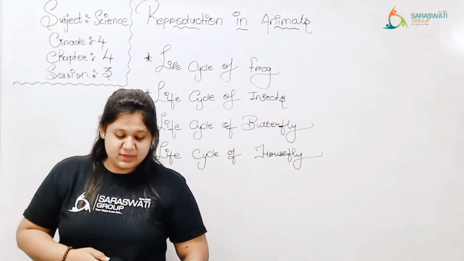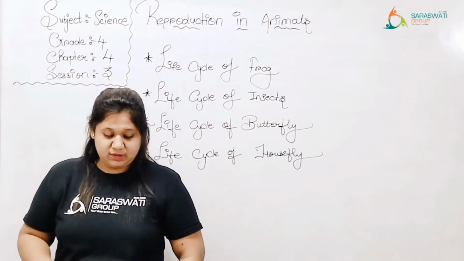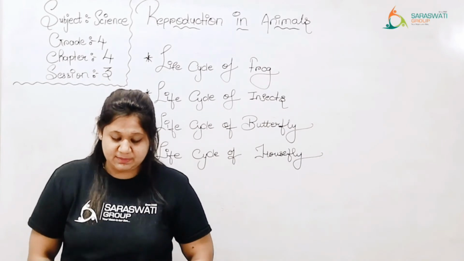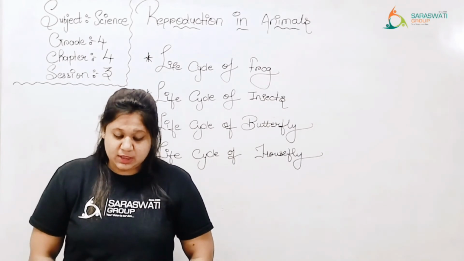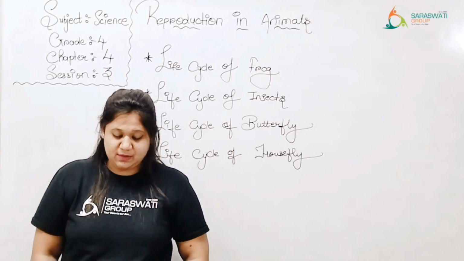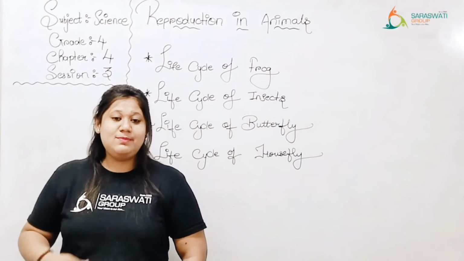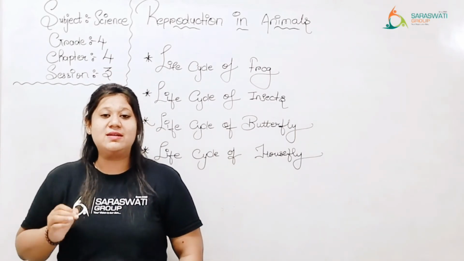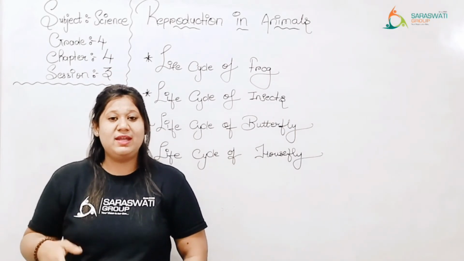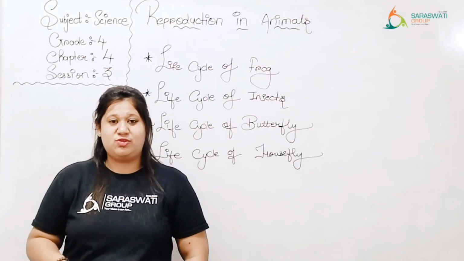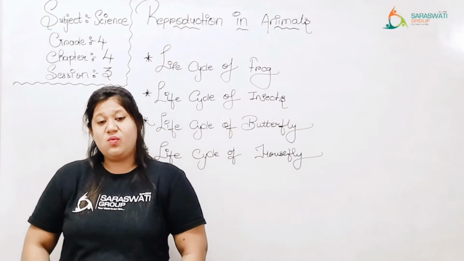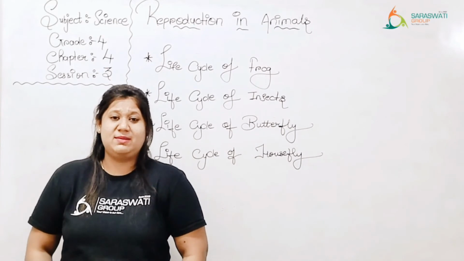Therefore, they are known to have an incomplete metamorphosis. During this time period, the egg of the insect transforms into what is called a nymph. मतलब it is a kind of incomplete metamorphosis. क्या बोलेंगे? Incomplete metamorphosis. क्यों? Why is it called incomplete metamorphosis?